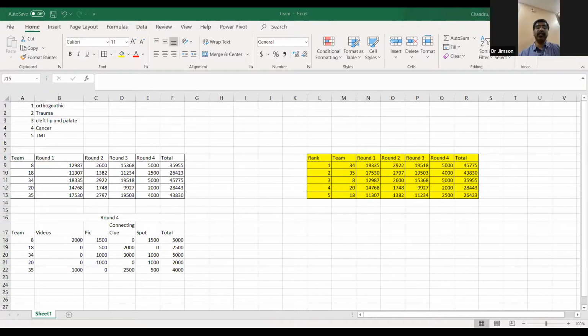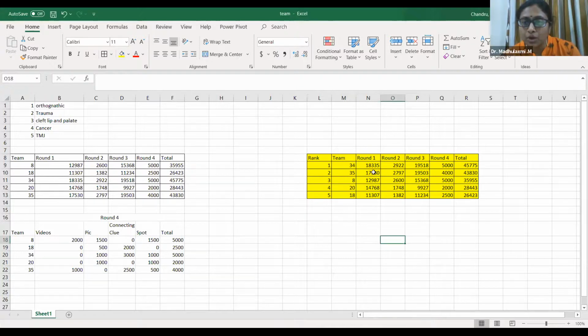Sorry, Chandru. Yeah, it's all quite confusing. So actually, the first 3 rounds have been calculated by Kahoot, sir. Round 4, we have added manually. And for round 4, it is team 8 and team 34 sharing the same marks, 5,000.